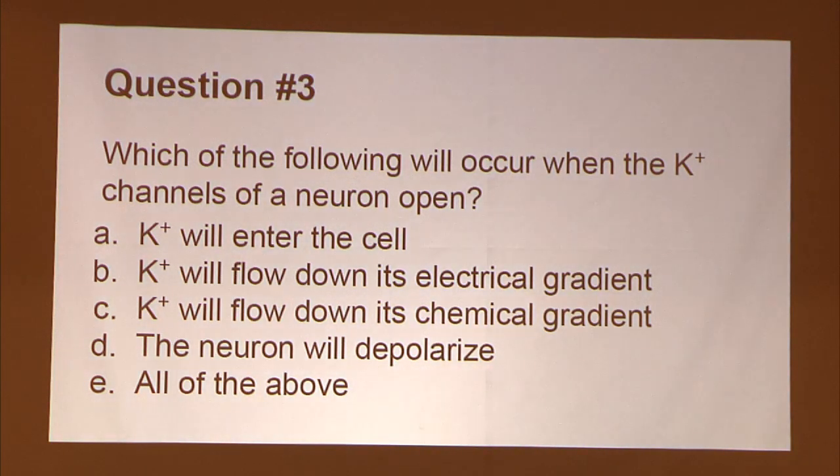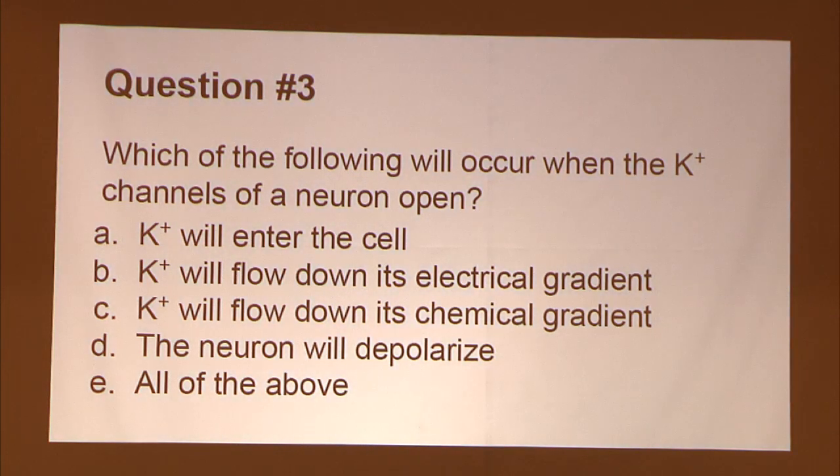If it's higher inside than outside, where's it head if it goes down its concentration gradient? Heads outside. Okay. So which will occur when potassium channels open? Usually when potassium channels open, potassium goes down its chemical gradient. If it went down its electrical gradient, it would be going inside the cell because potassium is positive and inside is negative. But usually when we open potassium channels, it flows out.